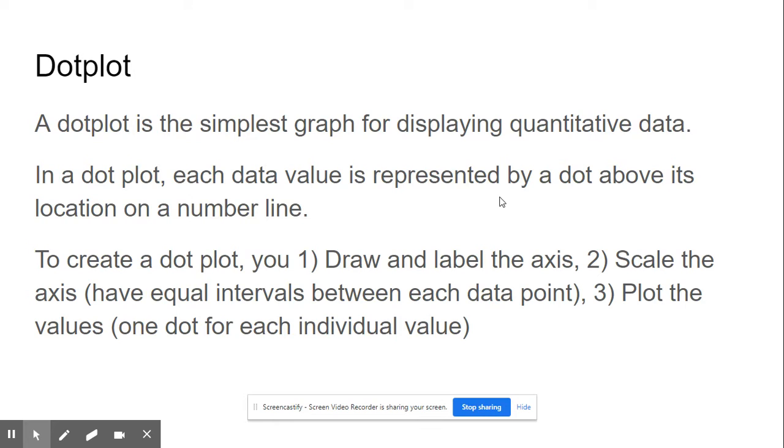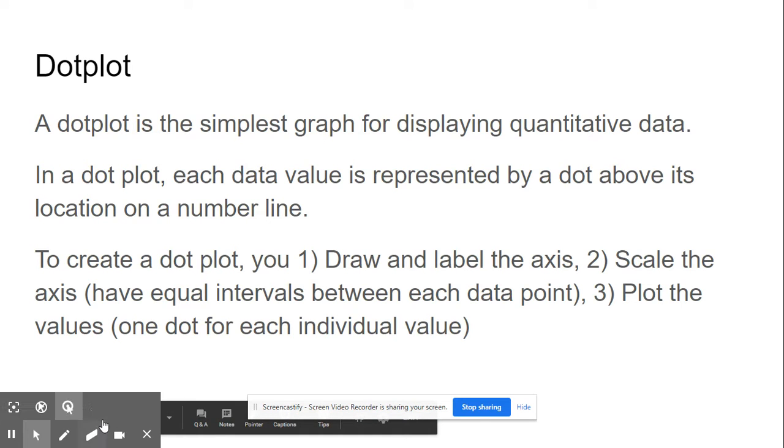In a dot plot, each data value is represented by a dot above its location on a number line. To create a dot plot, you will first draw and label the axis. Second, you scale the axis to have equal intervals between each data point. And third, you plot the values, where there's one dot for each individual value.